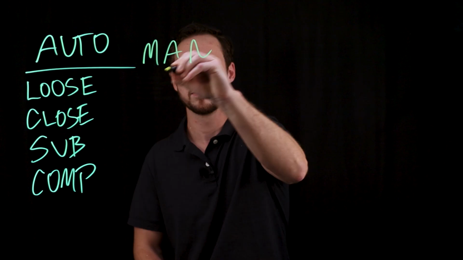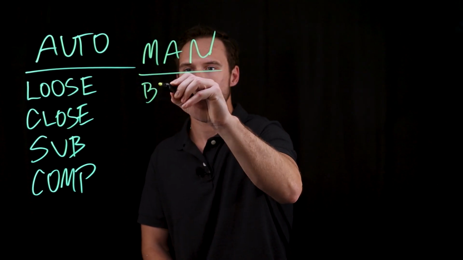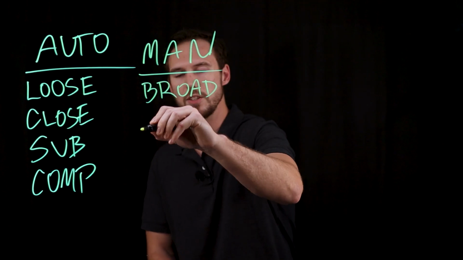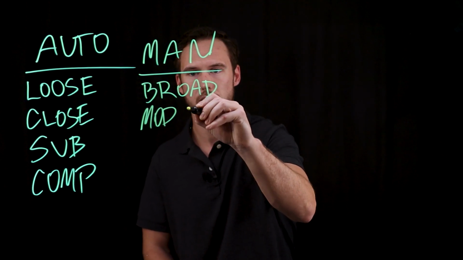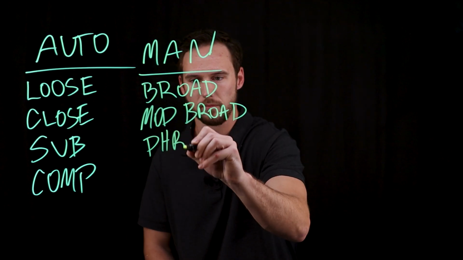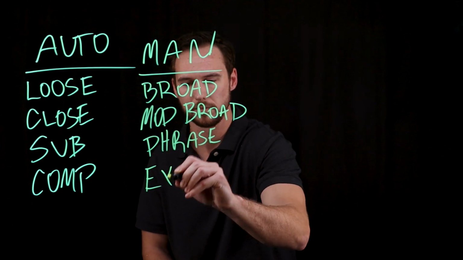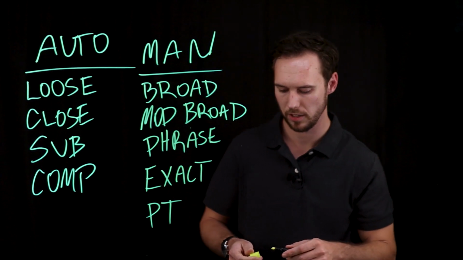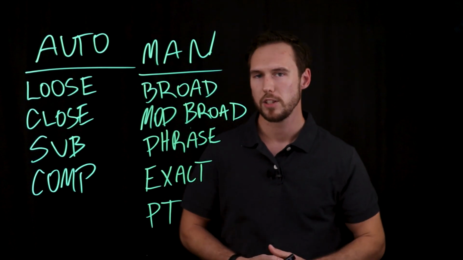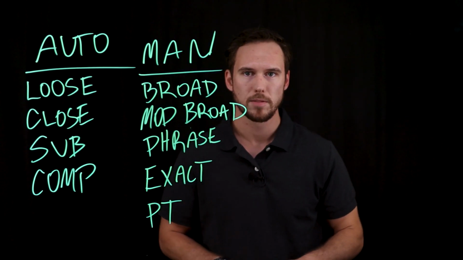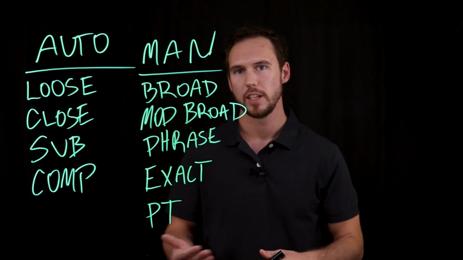So we have our manual. First, we have broad, and we'll get into what each of these are specifically in just a second. We have modified broad, phrase. We have exact. Finally, we have product attribute targeting, or we'll just call it PT, product targeting. So those are the different match types that are available to you within manual campaigns. Let's break down each one of those.